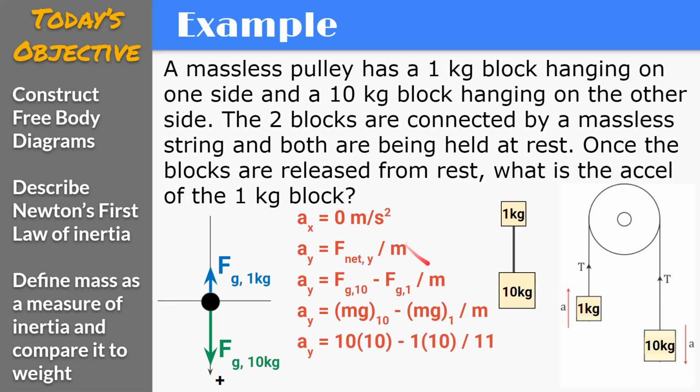If I plug in my numbers, it looks like this. Here's my 10 kilogram block, 10 times 10. Here's my 1 kilogram block, 1 times 10. You'll notice when I divided by mass here, this is the mass of the entire system. That's both of the blocks, which is 11. This is a common mistake students make in this type of calculation, not using the system's mass here. So make sure that you do that. If you solve these, you end up with 100 minus 10, so you end up with 90 divided by 11, which is 8.18 meters per second squared.